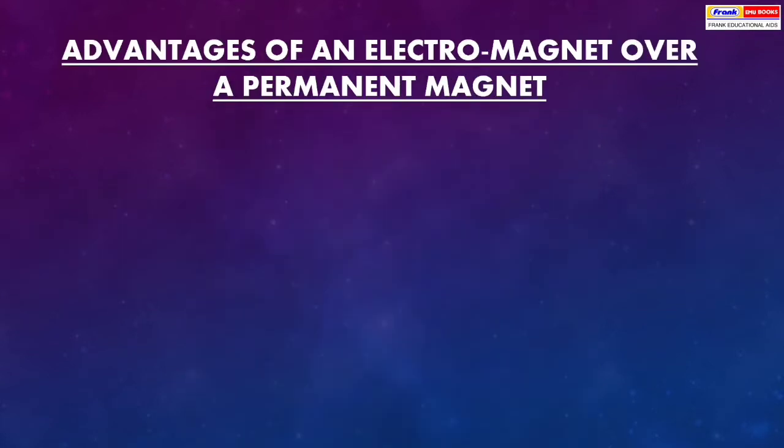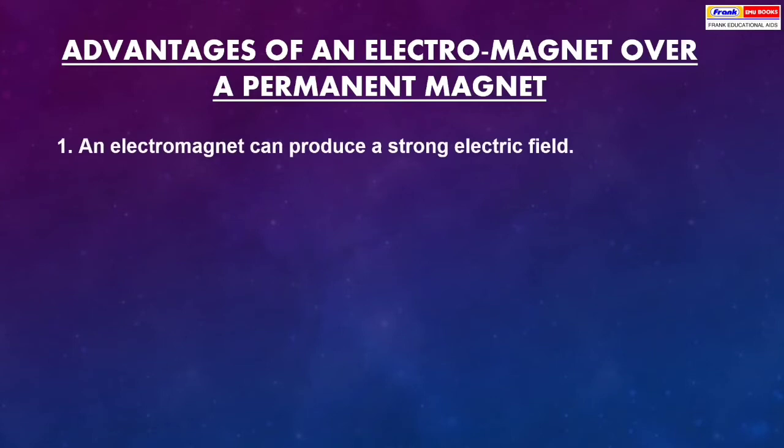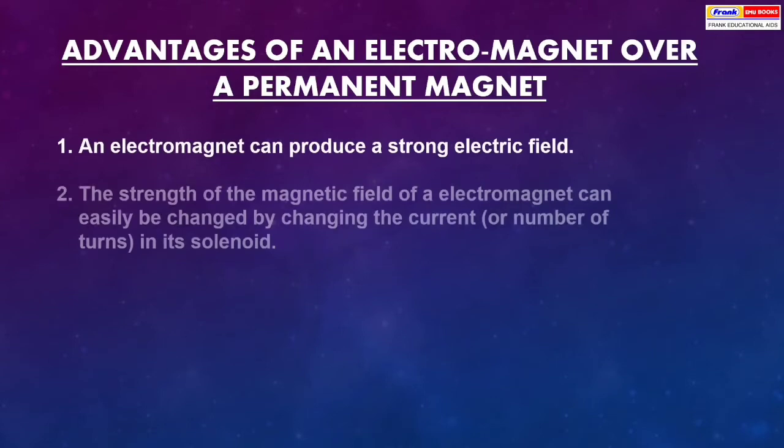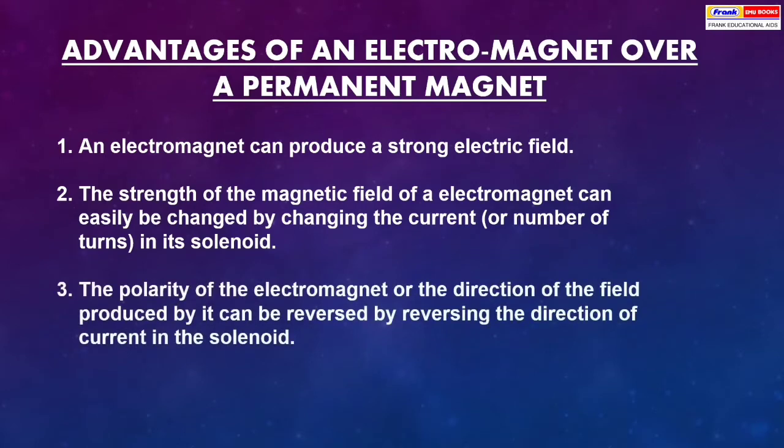Advantages of an electromagnet over a permanent magnet. An electromagnet can produce a strong magnetic field. The strength of the magnetic field of an electromagnet can easily be changed by changing the current or the number of turns in its solenoid. The polarity of an electromagnet, or the direction of the field produced by it, can be reversed by reversing the direction of current in the solenoid.